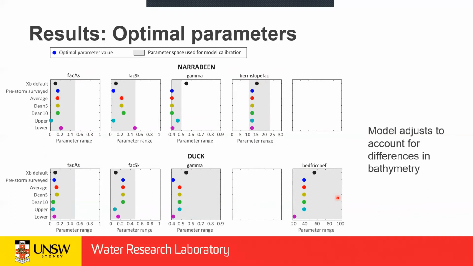And what we notice is that at both sites, the parameter which has the greatest influence on model output, which is the 2 Facua parameters, they adjust based on the bathymetry which we've used for the calibration. So the model accounts for the differences in these bathymetry scenarios by adjusting these parameters. And the results of this adjustment become quite clear once we start looking at the erosion estimates.